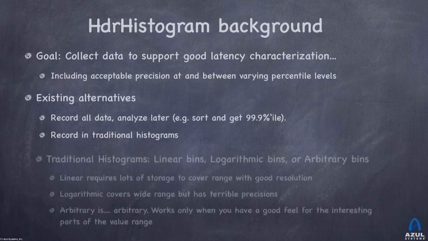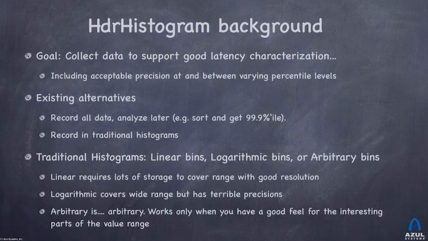The other one is to record in traditional histograms. And traditional histograms usually have one of three forms. They're either linear buckets or bins, logarithmic bins, or arbitrary bins where linear and logarithmic don't give you what you want, so you create your own ranges. Each of these has problems. Linear is accurate. You can decide exactly what resolution you want. The problem is it's linear, so if you're covering any kind of significant range, you need a lot of space, too much space for some things.